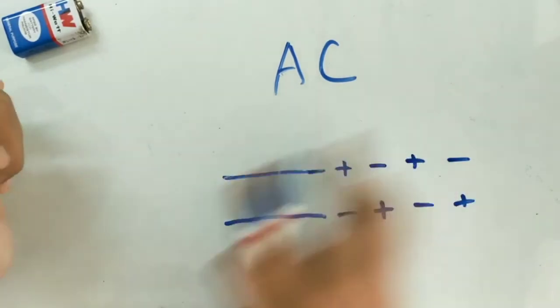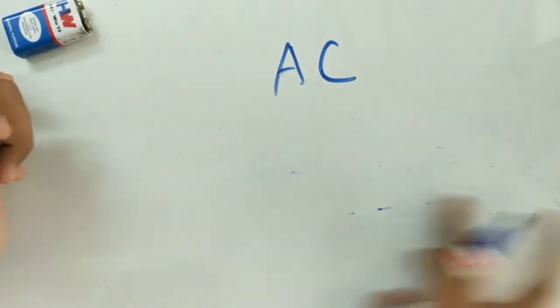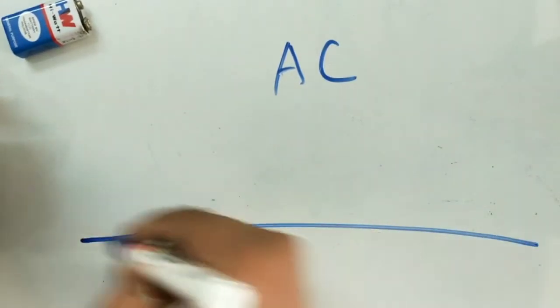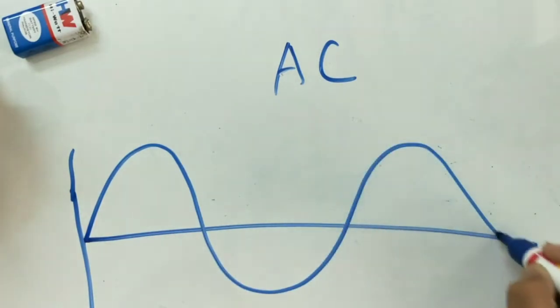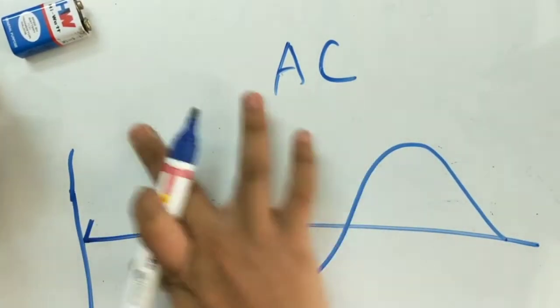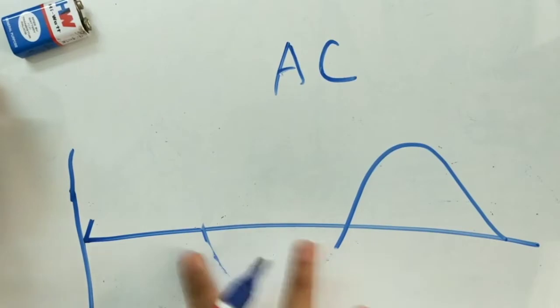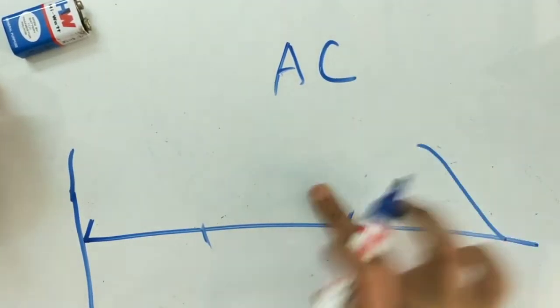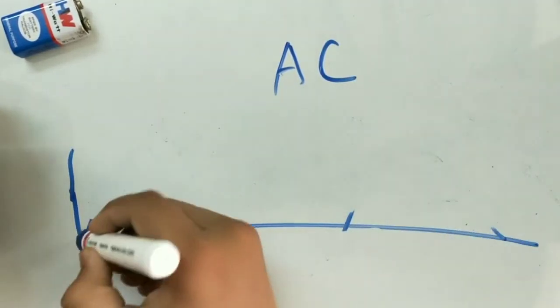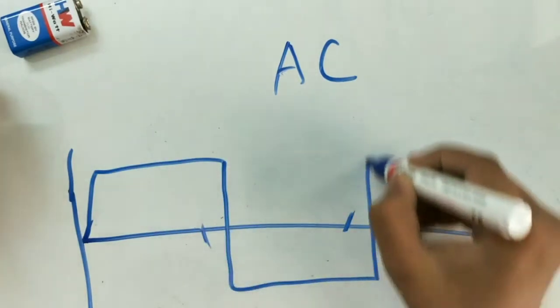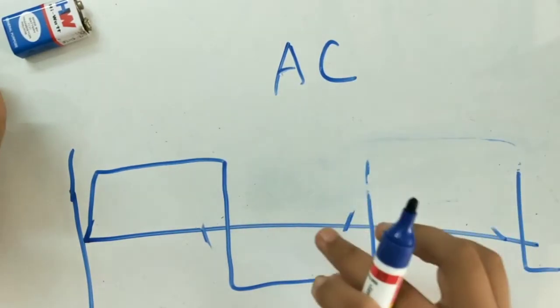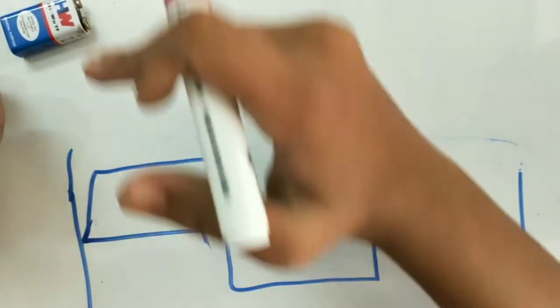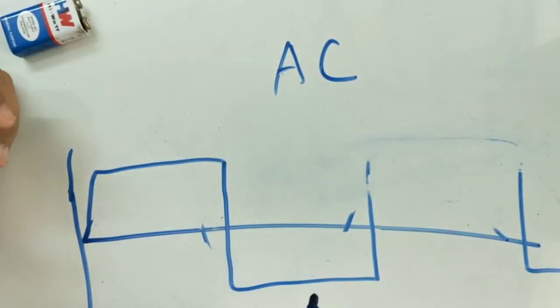If we draw a graph, an AC signal shall always be like this, or like this, or it could be in any pattern, but it shall go to both the positive and negative parts of the graph. That's the main important part of an AC.